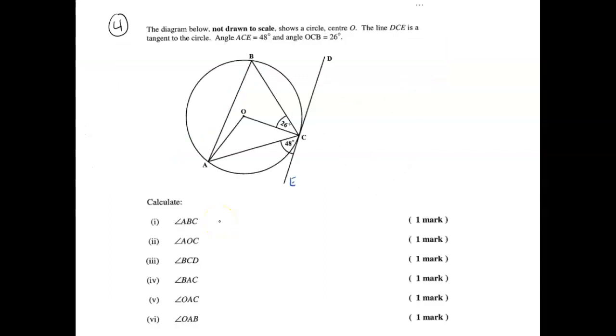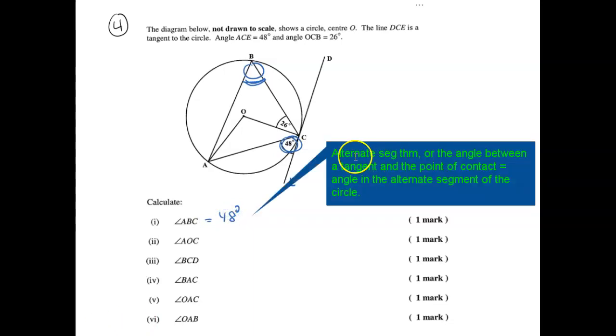Example 4, we are asked to find ABC. Where is ABC? ABC is actually this angle here. Now for me to find this, I'm seeing this tangent here, and I'm seeing this angle here is 40 degrees. According to the alternate segment theorem, this angle here will be equal to this angle here. So this angle is actually 48 degrees. So we put our reason: the alternate segment theorem, or the angle between the tangent and the point of contact is equal to the angle in the alternate segment of that circle.